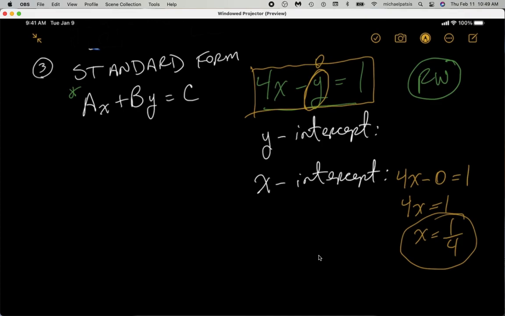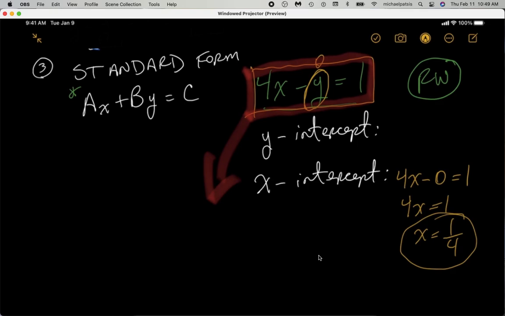Now, if you're presented with an equation in standard form, and you're asked to find the x and the y intercept, we just talked about how to do that. And then if they ask you to graph this, don't be nervous. Just convert it to your graphing equation. What is the graphing equation? y equals mx plus b.